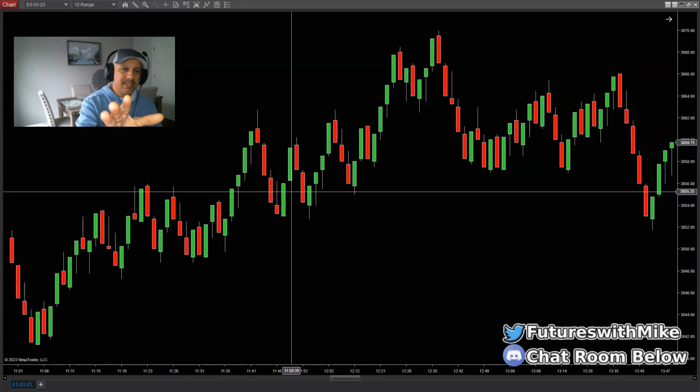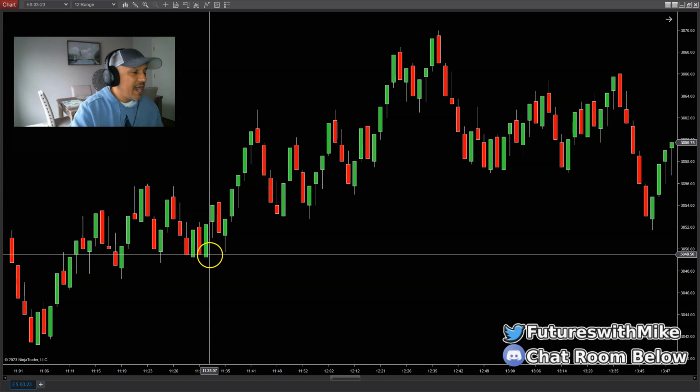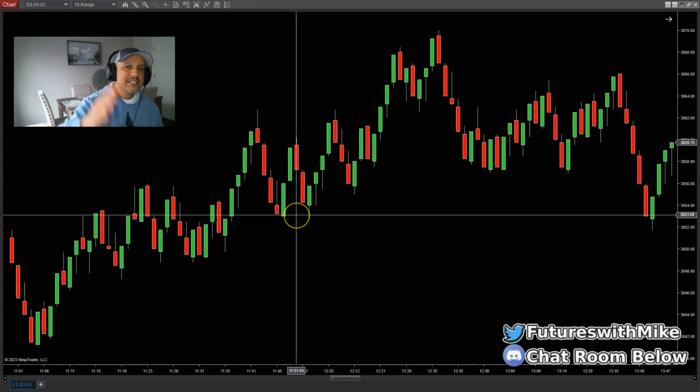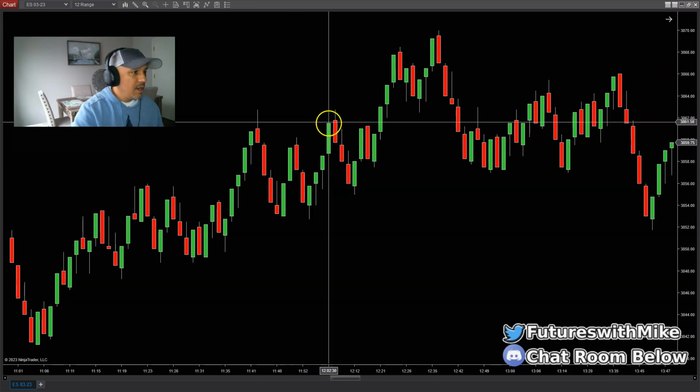Where do we find the demand zone, guys? Where do we find and locate areas of demand? Okay, we find it at each higher low as prices make their flow to the upside. Higher low, higher high.